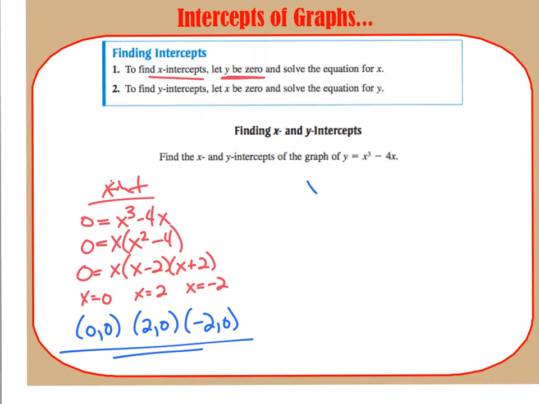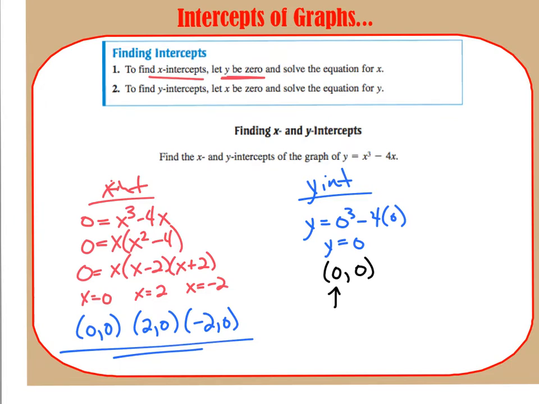Now we're going to find y-intercepts. So how do I find y-intercepts? Substitute 0 in for x. So now I end up having y is equal to 0 cubed minus 4 times 0. So y equals 0. And again, that's not sufficient because y equals 0 is a line. So I need to make it an ordered pair. So I end up with (0, 0).